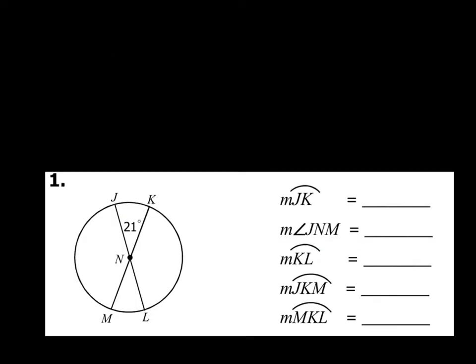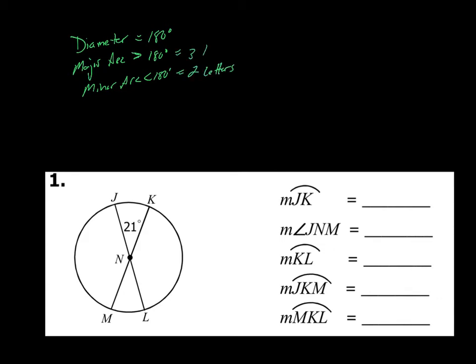So as we cruise into angle 1, just some important pieces. First, let's remember that a diameter is going to be equal to 180 degrees. A major arc is going to be greater than 180 degrees. A minor arc is going to be less than 180 degrees. This is always 2 letters, and this is always 3 letters. It's going to be helpful.